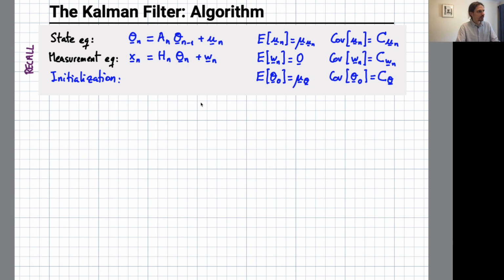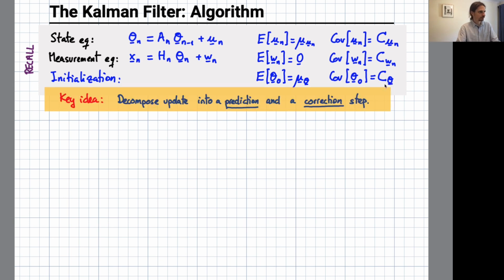So let's look at the algorithm, and remember this is the state equation and this is the measurement equation. We have this notation for the moments, and we need to initialize this recursion at some point, which in this case is time 0, for which the state is assumed a random vector with this mean and this covariance. The key idea in the Kalman filter is to decompose this update into a prediction and a correction step.